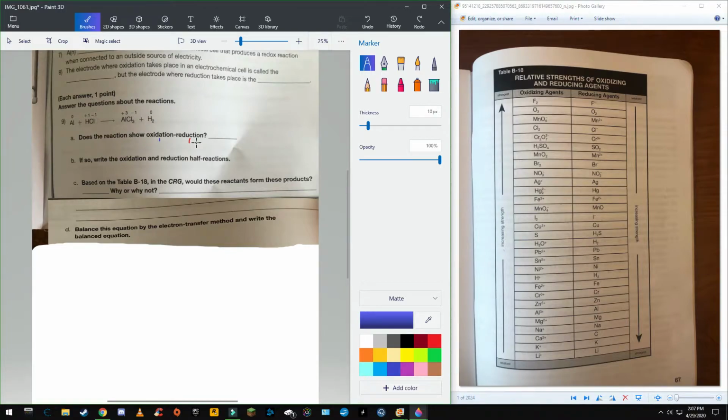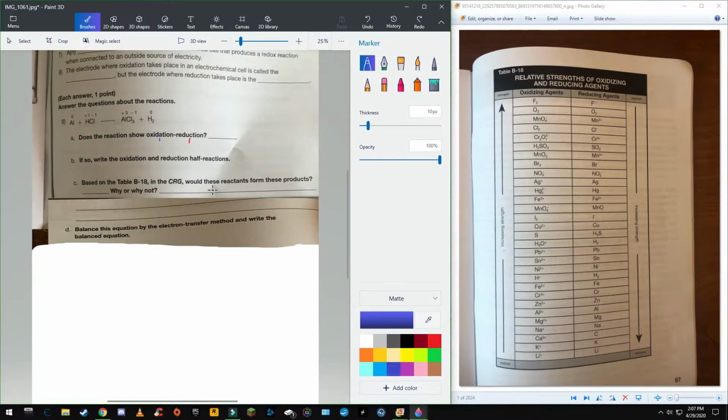So we notice that the numbers don't match up. Aluminum has a 0 and it gets to a 3. Hydrogen has a 1, it turns to a 0. So what that indicates is there is both reduction and oxidation. Now what's the difference? Let's identify each one.